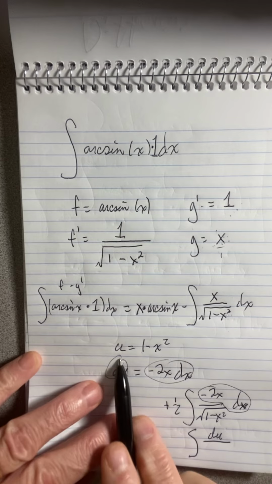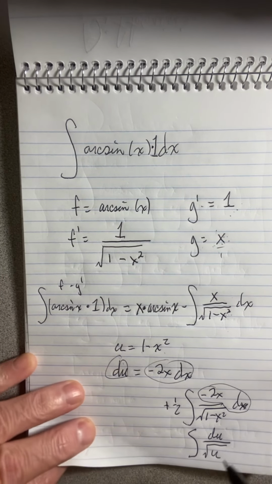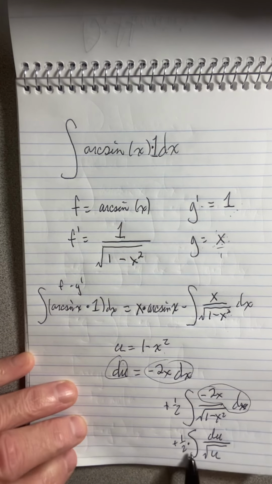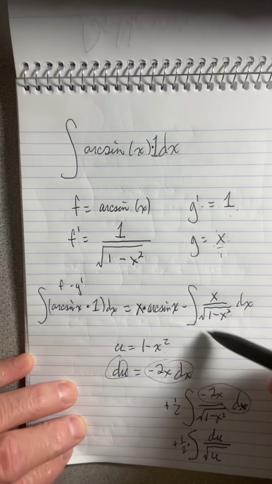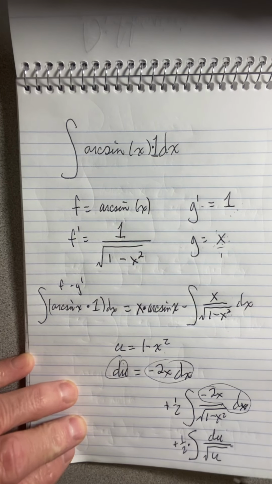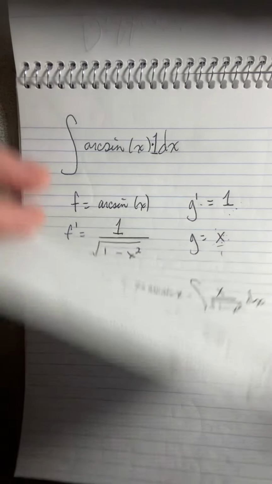And then remember, we let u be 1 minus x squared, so we have the square root of u. And it's plus 1/2 times that. So that's what this portion is, we're going to anti-differentiate this with u sub. And I still have the x arc sine of x out here, but we'll move to the next page.